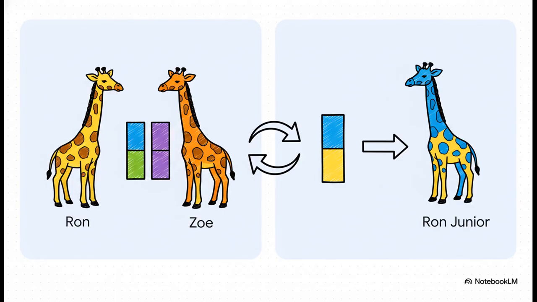And now for the really cool part, the digital breeding. The chromosomes from the chosen parents are combined, or crossed over. So here, you see a piece of Ron's genetic code gets mixed with a piece of Zoe's. And what do you get? You get new offspring, like Ron Jr. here, who's inherited a mix of their traits. And look at that. In this case, he actually ends up with an even longer neck, a whopping 6 feet.